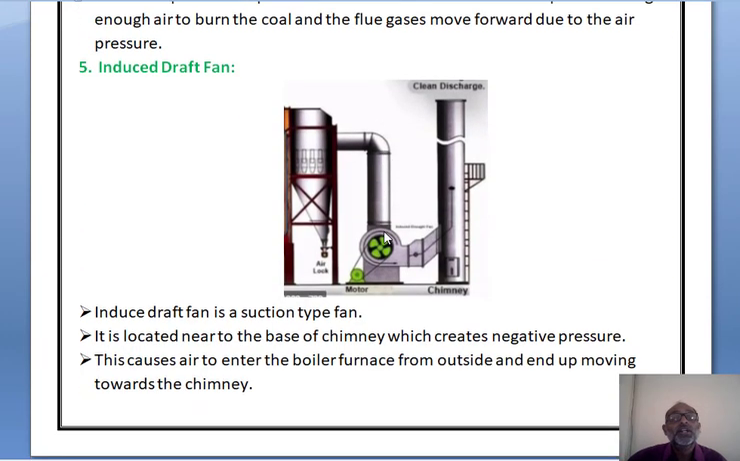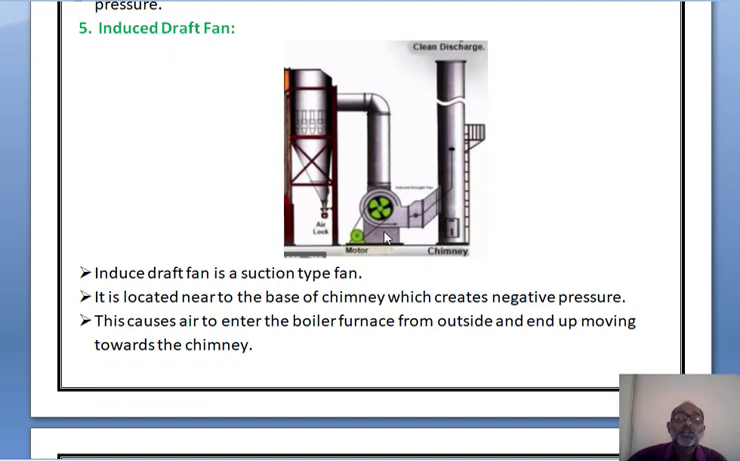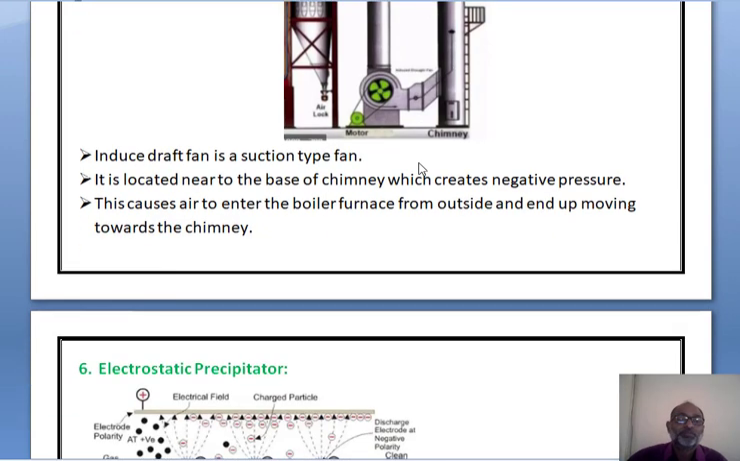Now next, induced draft fan. The induced draft fan is a suction type fan. It is located nearer to the base of the chimney, which creates negative pressure. Due to this negative pressure, it causes air to enter the boiler furnace from the outside atmosphere and end up moving towards the chimney.